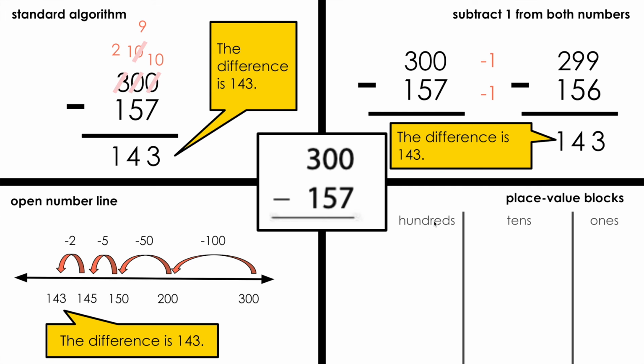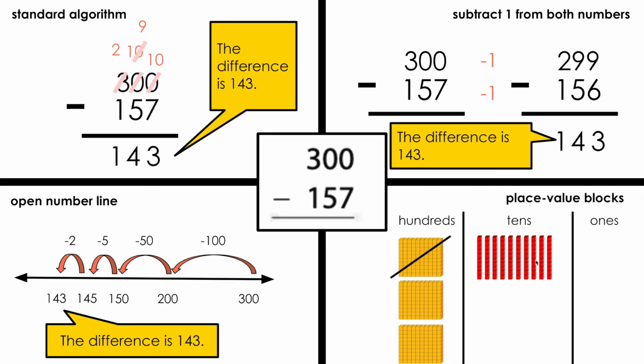We know that we have hundreds, tens, and ones. We have 100, 200, 300, and we need to subtract 157. Now, we have 0 ones and we need to subtract 7 ones. We will go ahead and take one of these hundreds and regroup it into 10 tens because 10 tens makes 100. And now we will take one of these tens and regroup it into 10 ones. And now we have 10 ones.